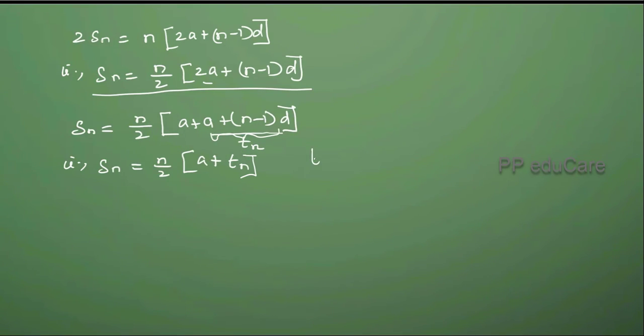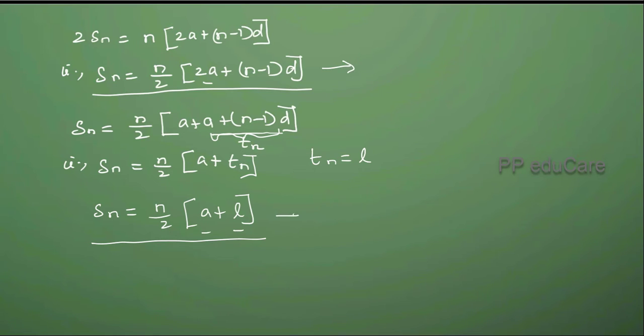Since this term Tn is the last term of the first n terms of an arithmetic progression, this Sn can also be written as n by 2 into (a plus L). This L is the last term of an arithmetic progression and this a is the first term of an arithmetic progression. So this is the sum of the first n terms of an arithmetic progression. You can apply either this formula or this formula to find out the sum of the first n terms of an arithmetic progression.